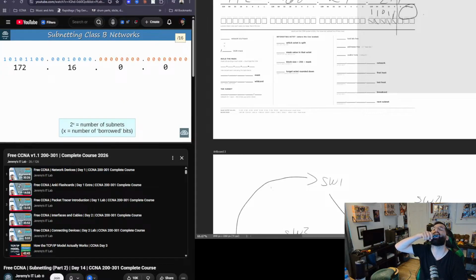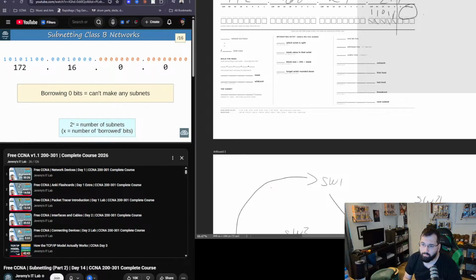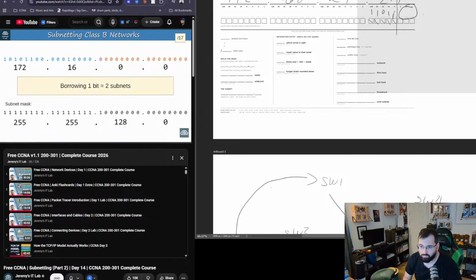Again, we can simply use the 2 to the power of x formula, where x is the number of borrowed bits. If we borrow no bits, we can't make any subnets. We just have one large /16 network. If we borrow 1 bit, we can make 2 subnets, because 2 to the power of 1 is 2. This gives us a prefix length of /17, and if we write the subnet mask in dotted decimal, it is 255.255.128.0. Remember, when you enter commands in the Cisco CLI, you can't use the CIDR notation like /17. You have to enter dotted decimal like 255.255.128.0.